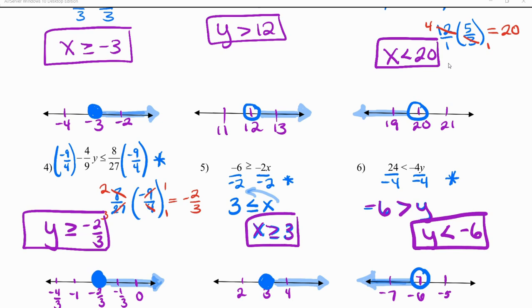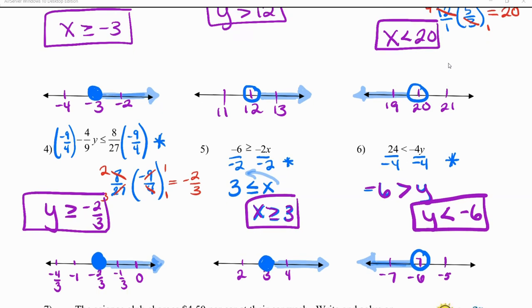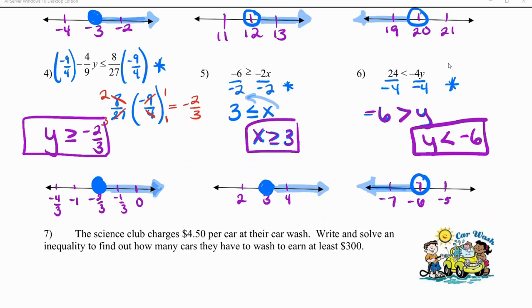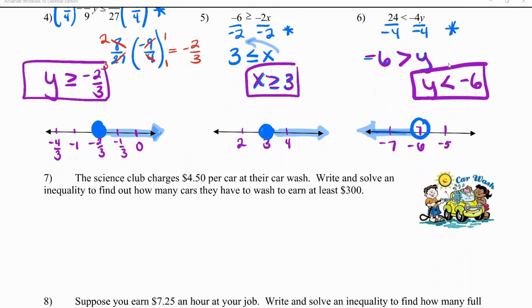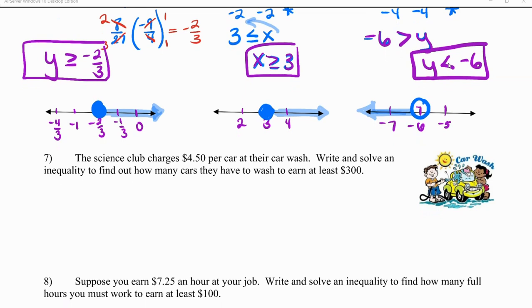Okay, so whenever you multiply both sides by a negative or divide both sides by a negative number, you must flip the inequality symbol. Okay, we've got 2 word problems, and then we'll do some practice.